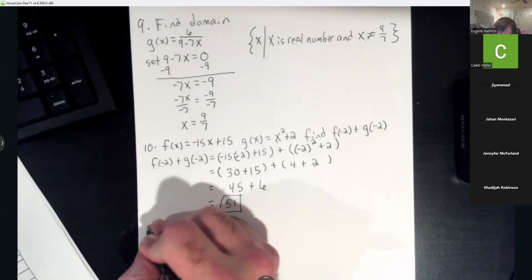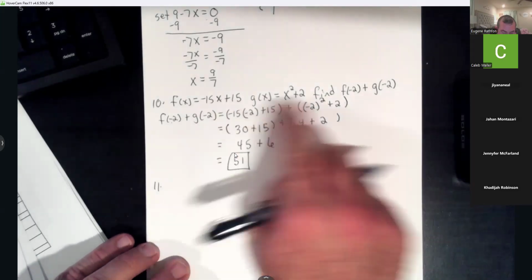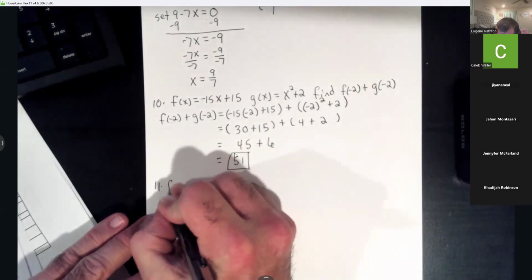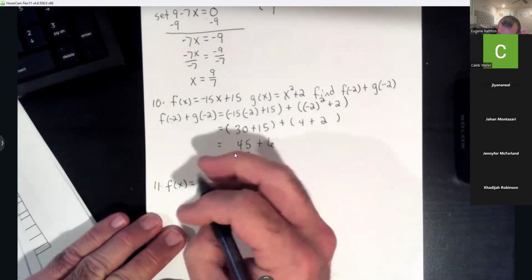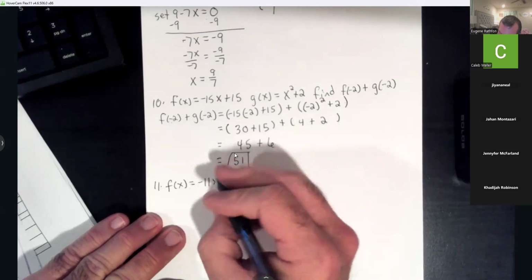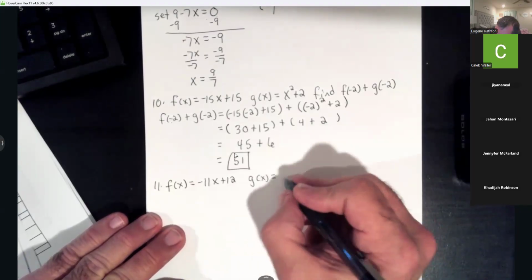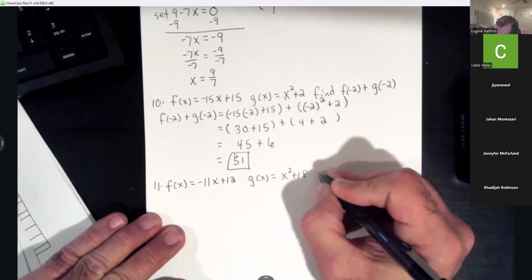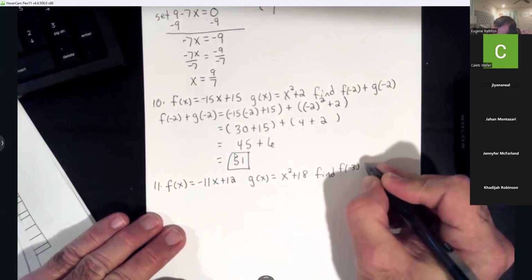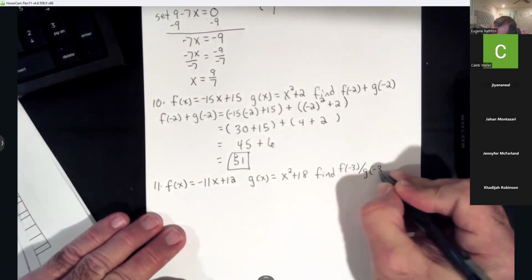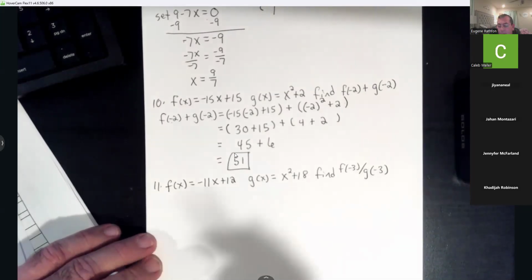All right, also, that's the trick on these. If you put them numbers in for them x's, okay? So the next one's going to be the same thing. They're giving me numbers for my replacements. So f of x is negative 11x plus 12. G of x is going to equal x squared plus 18. We're going to find f of negative 3 divided by g of negative 3. I have noticed on these that they're giving you the same number for both functions, okay?